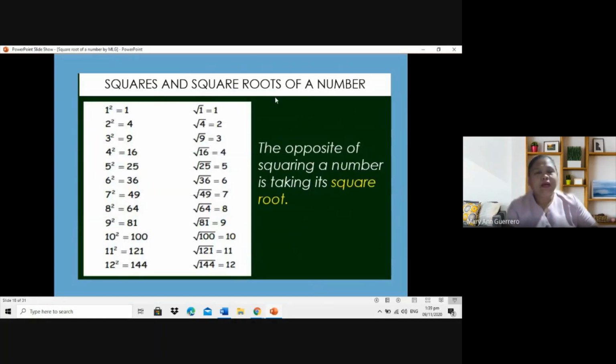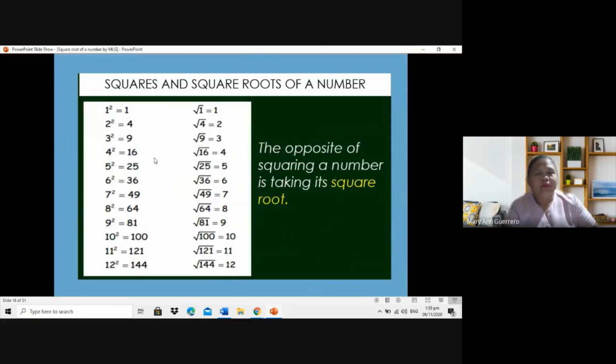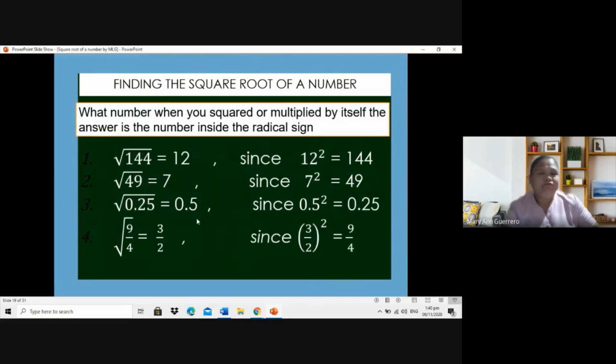And these are the list of perfect squares, okay, which has square root, which is an integer. Ayan, perfect square natin. Integer yung kanyang square root. Square root of 25 is 5. Square root of 121 is 11. And the opposite of squaring a number is taking its square root. Okay. That's why square root of 49 is 7. Square root of 0.25 is 0.5.